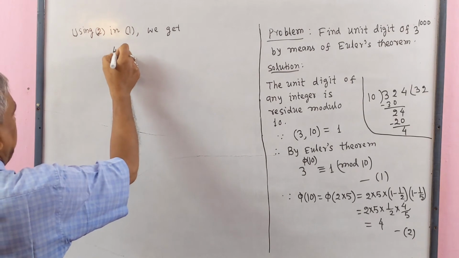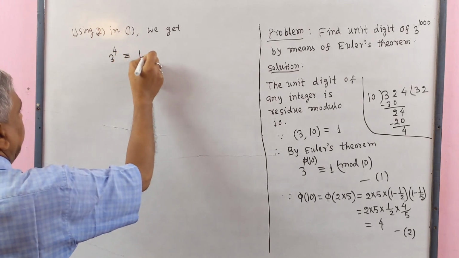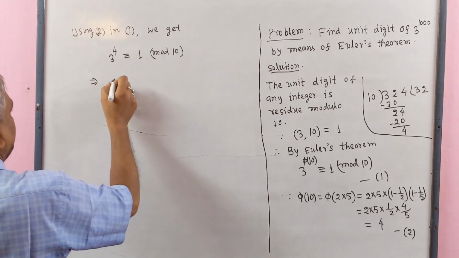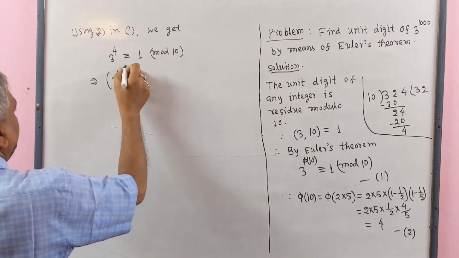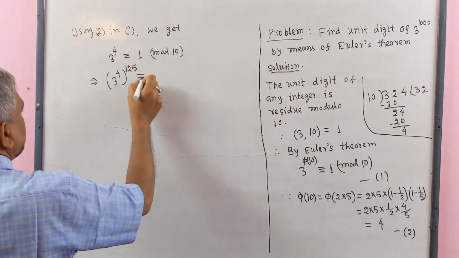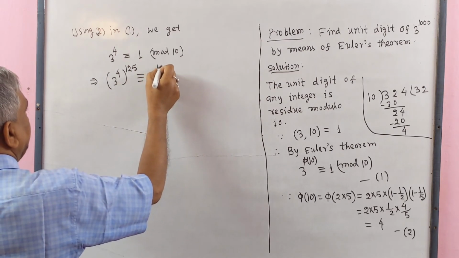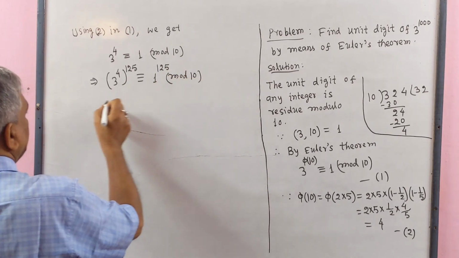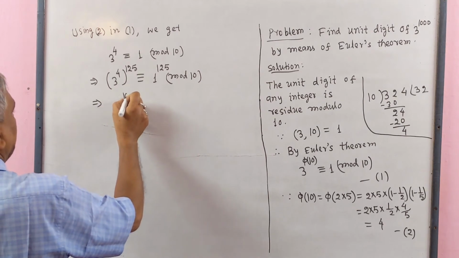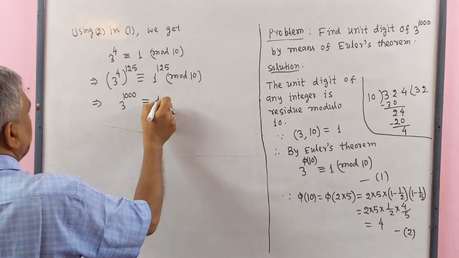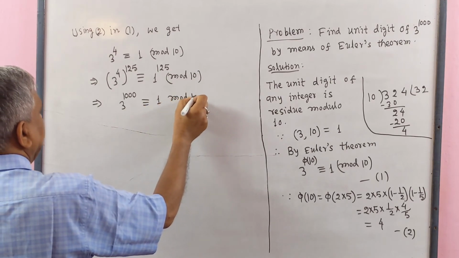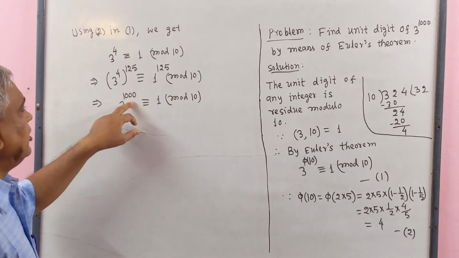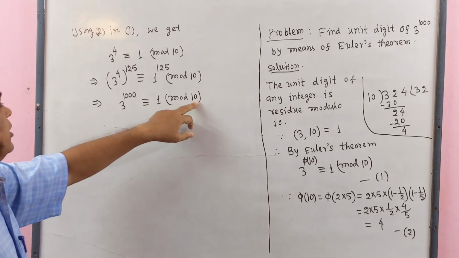3 to the power 4 is congruent to 1 modulo 10, implies that 3 to the power 4 to the power 125 is congruent to 1 to the power 125 modulo 10, implies that 3 to the power 1000 is congruent to 1 modulo 10. This means when 3 to the power 1000 is divided by 10, we get remainder 1.